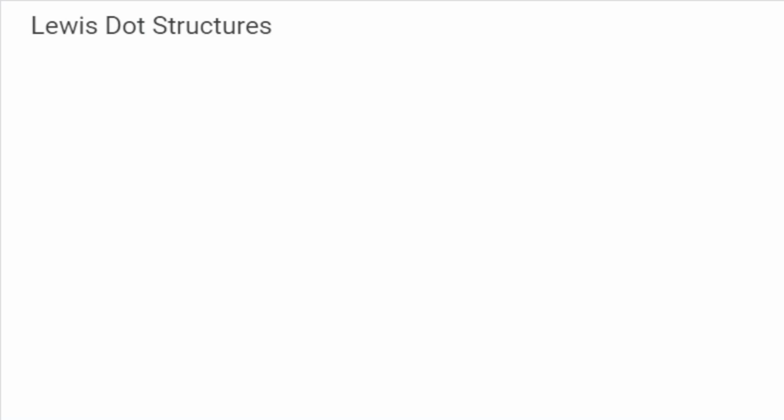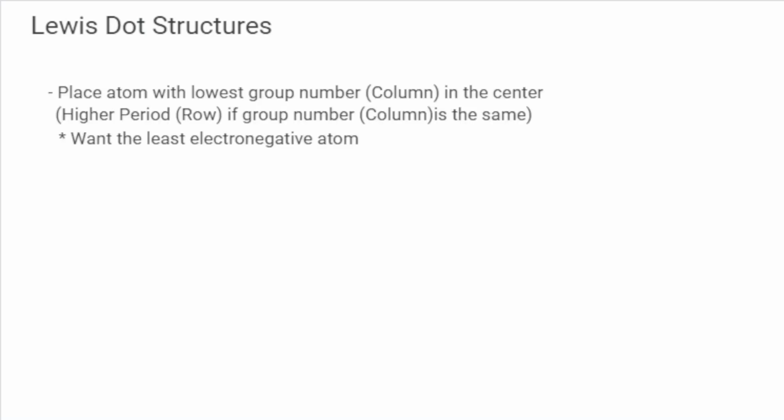So to begin with, the first thing you want to do is place the atom with the lowest group number, or in the lowest column, so the one furthest to the left, in the center of your group of atoms that you're putting in your molecule. If they have the same group number, or they're in the same column, then you want to do it by whichever one has the higher period.